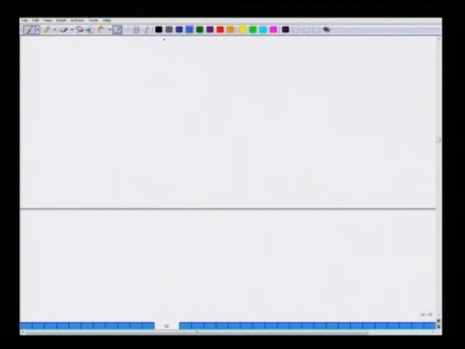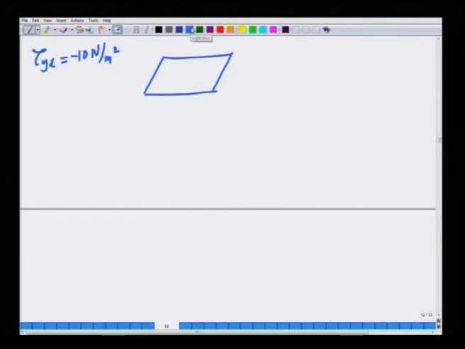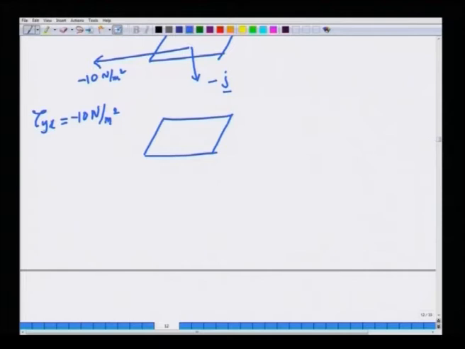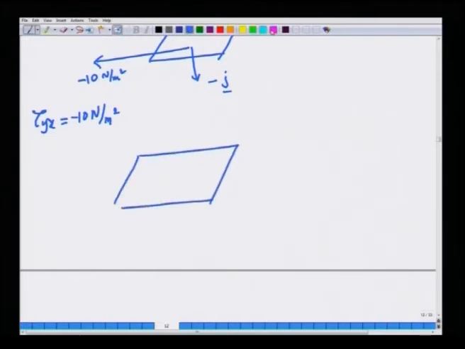So, if I say tau y x is minus 10 Newton per meter squared, then what it means is that according to the sign convention, let us draw this slightly below. The first subscript y means that you are considering a unit normal, let us say, in the plus y direction, then the force is in the minus x direction. So, this is x, this is y. So, the force is acting in the minus x direction.